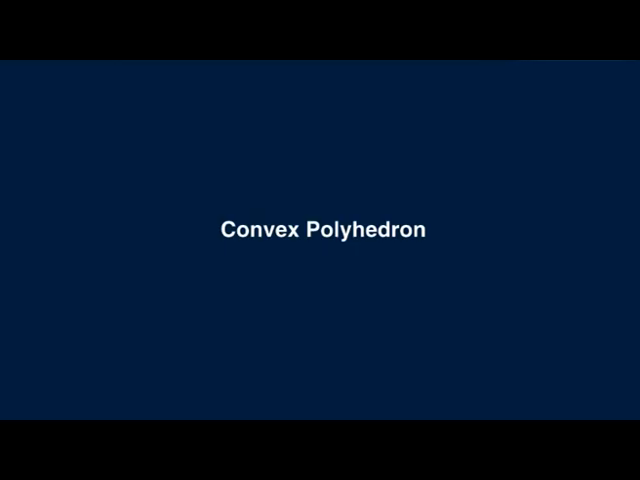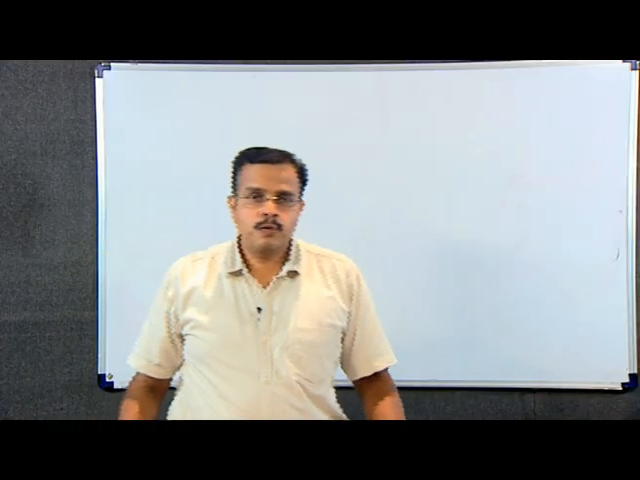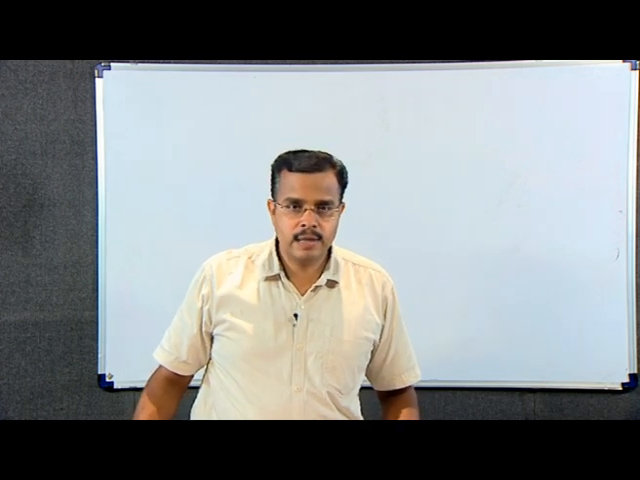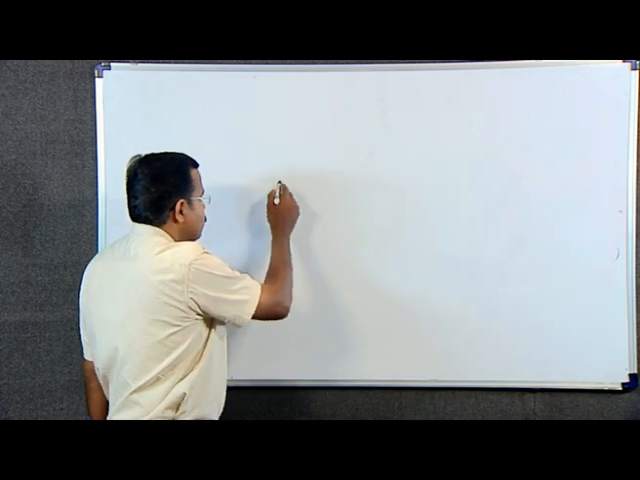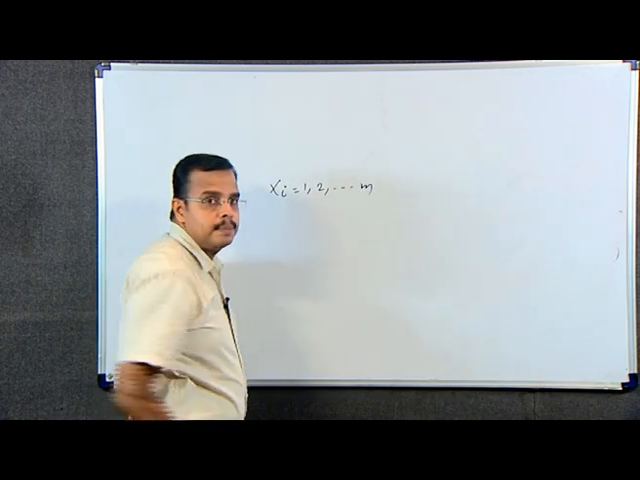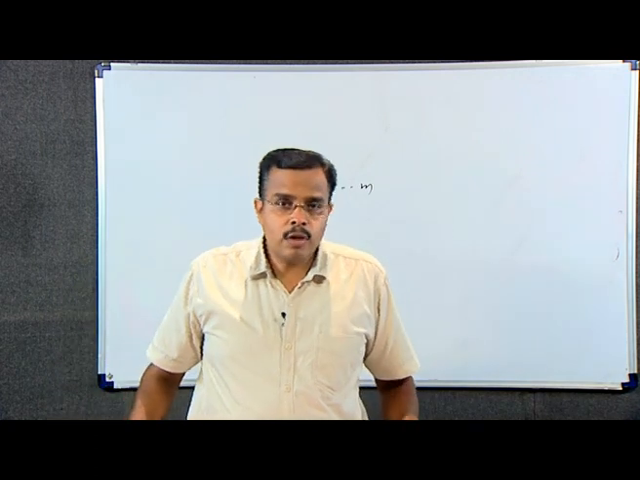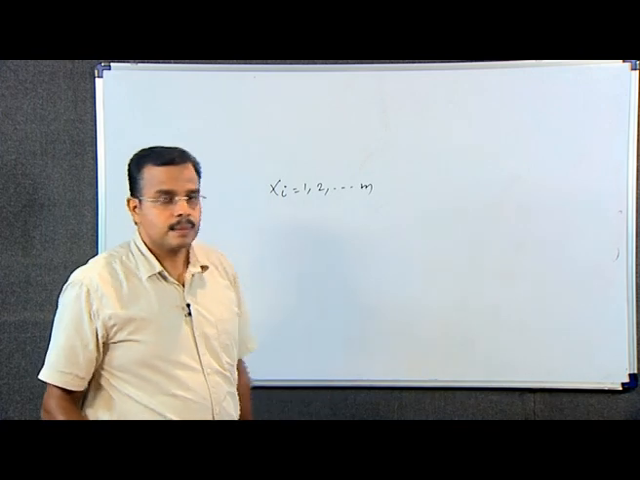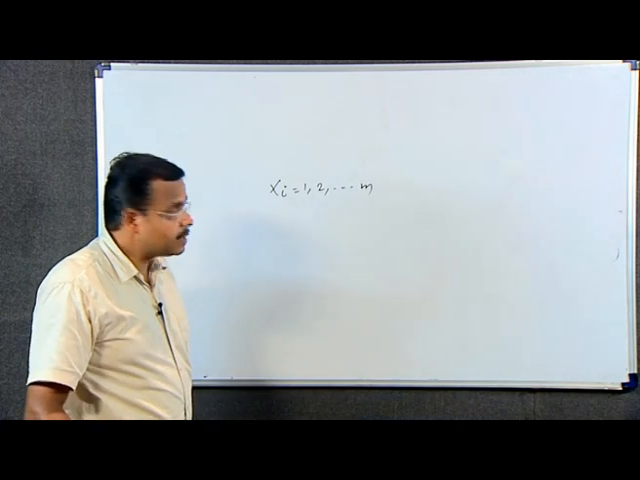Then convex polyhedron. The set of all convex linear combinations of a finite number of points xi, for i equal to 1 to m, is the convex polyhedron spanned by these points. The convex polyhedron is a convex set.